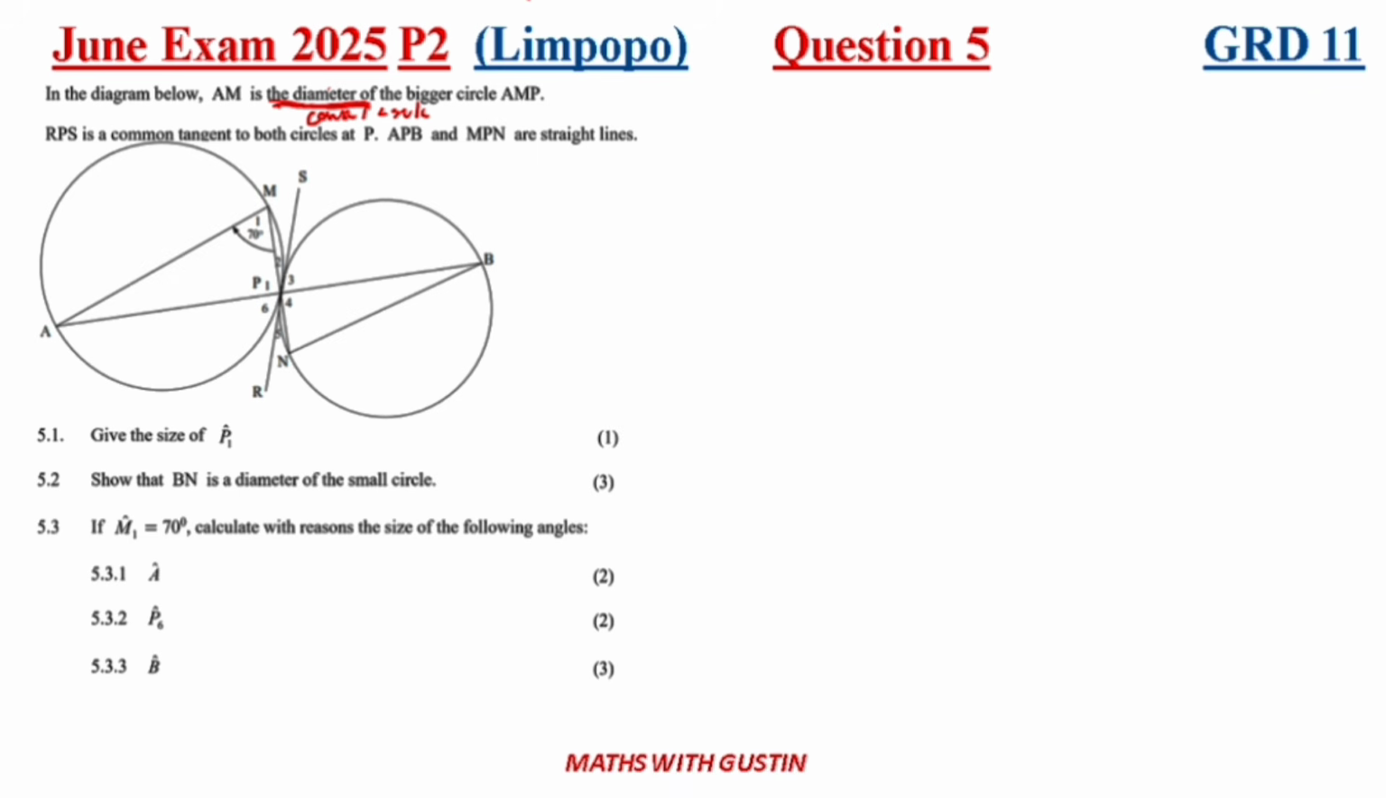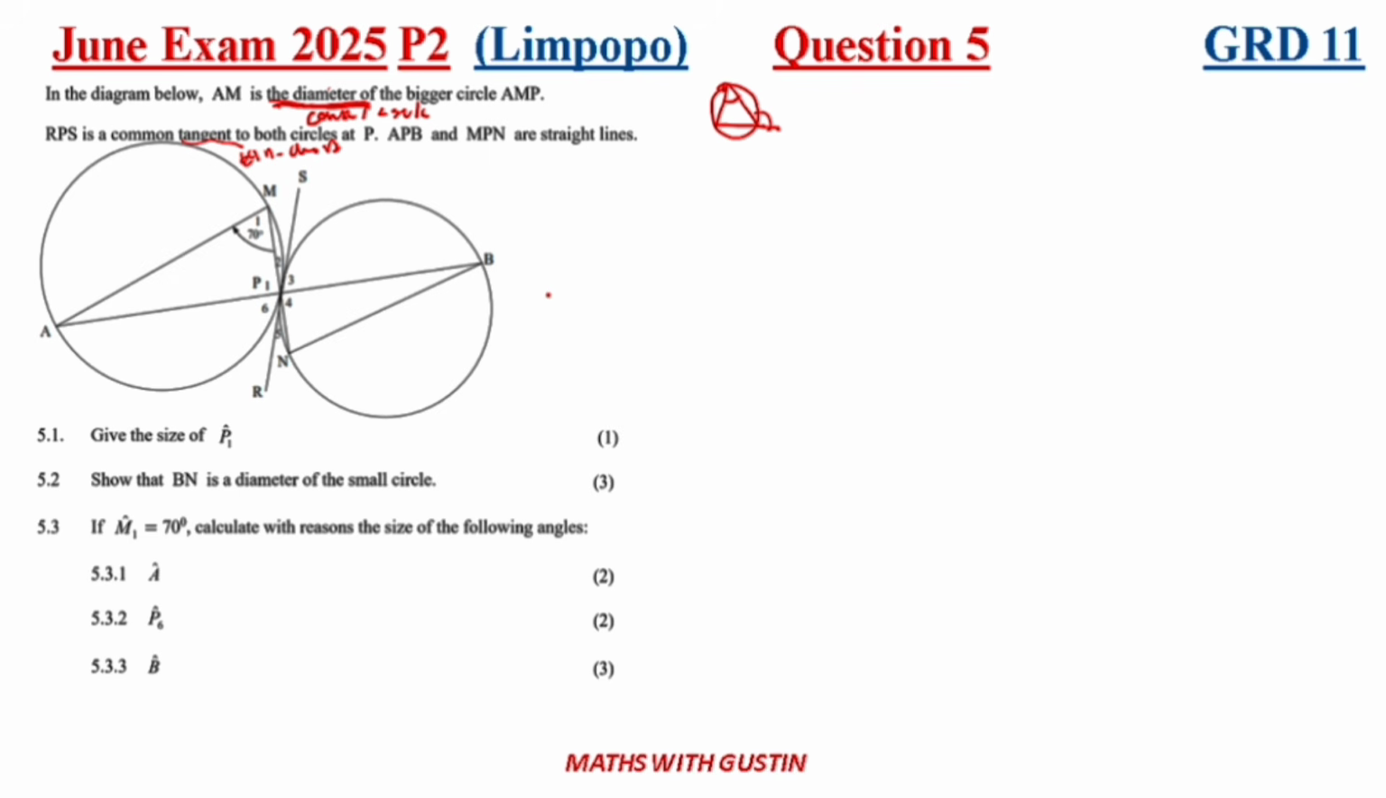Okay. So with that, they said RPS is a common tangent. Keyword: tangent. When they speak of a tangent, you know, in grade 11, the tangent-chord theorem. So somewhere on this diagram there must be the tangent-chord theorem. Guys, if you still remember it, it says what? For those of you who don't know it, if this is a tangent, the tangent-chord angle is equal to the internal opposite angle.